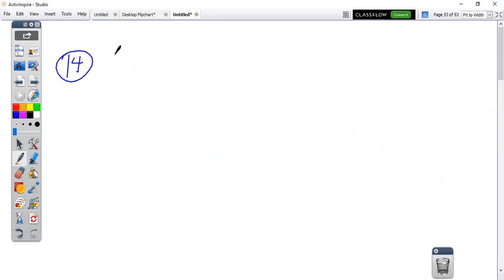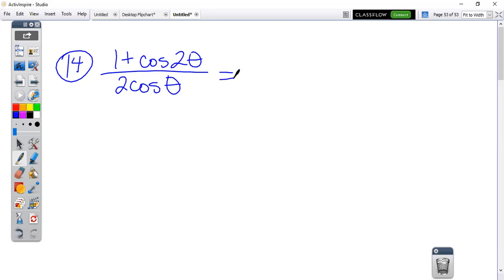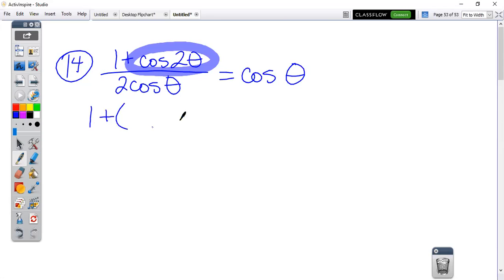14 says verify that 1 plus the cosine of 2 theta divided by 2 cosine theta equals cosine theta. So we have a double angle identity right here. We have 3 to choose from. One has just cosines in it, one has just sines in it, and one has a combination of sine and cosine. Look at the rest of the problem. There's only cosine, so we're going to use the one that has just the cosine in it.